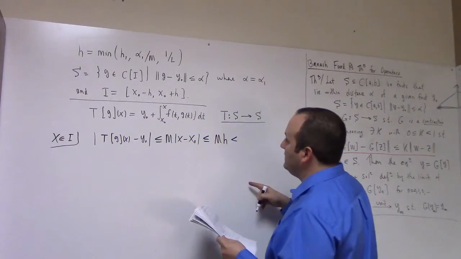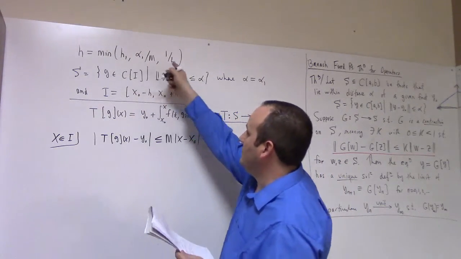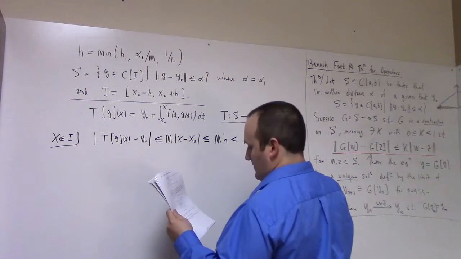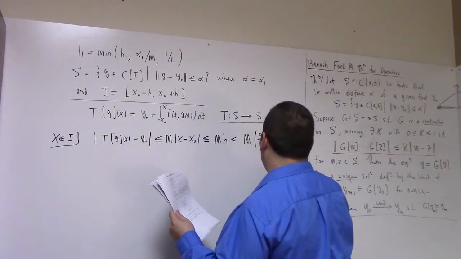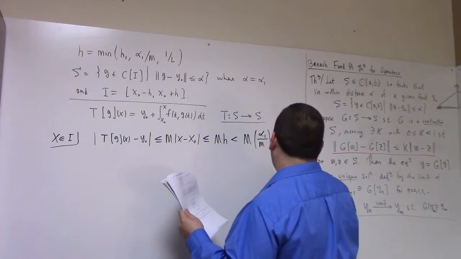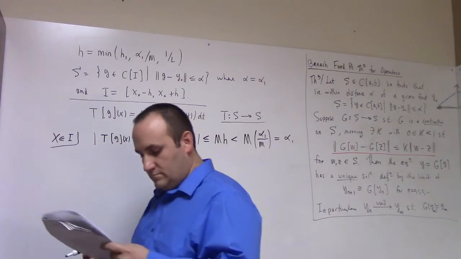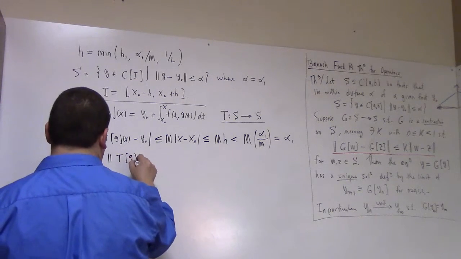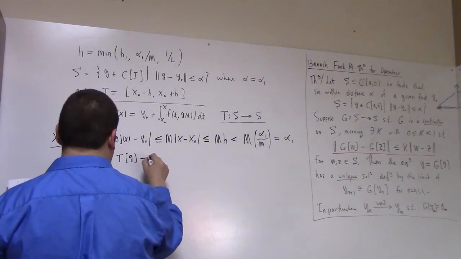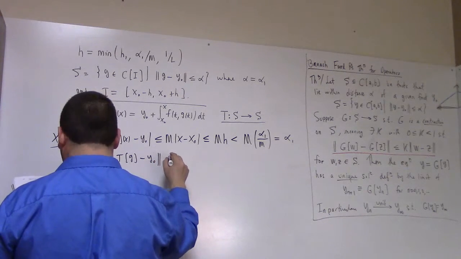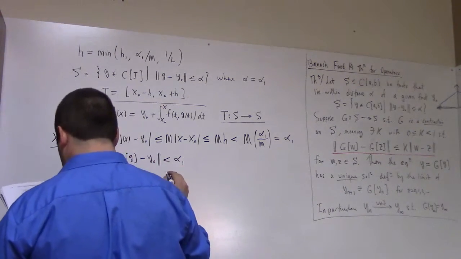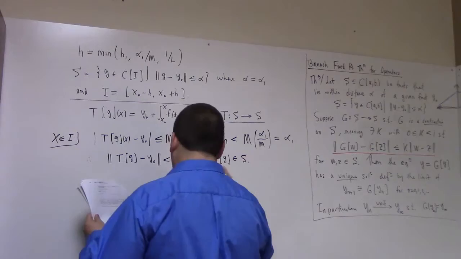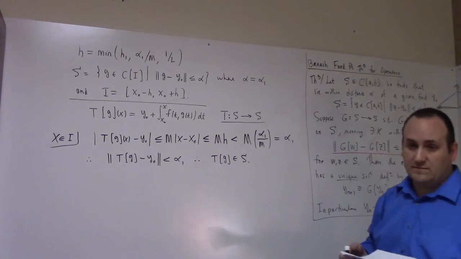And then how was h constructed? Well, h was the minimum of these guys, right? So I can play the game that this is less than m times alpha 1 over m. Well, isn't that convenient? And that is, of course, equal to alpha 1. Hence, the norm of the function T of g minus y naught is less than alpha 1. And that means that T of g is an element of S, right? Because that's how we defined S.